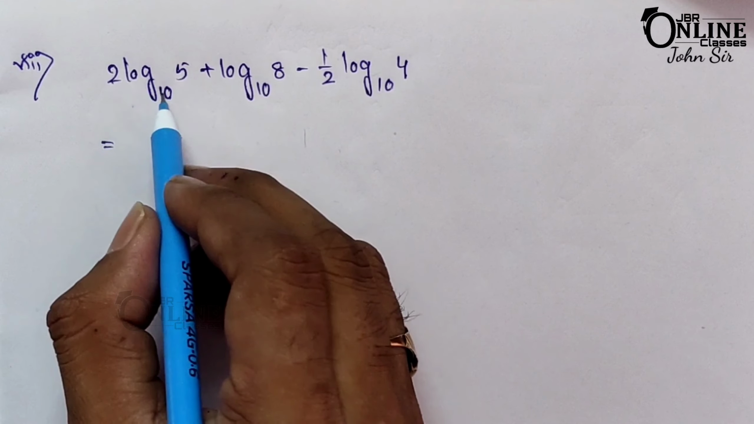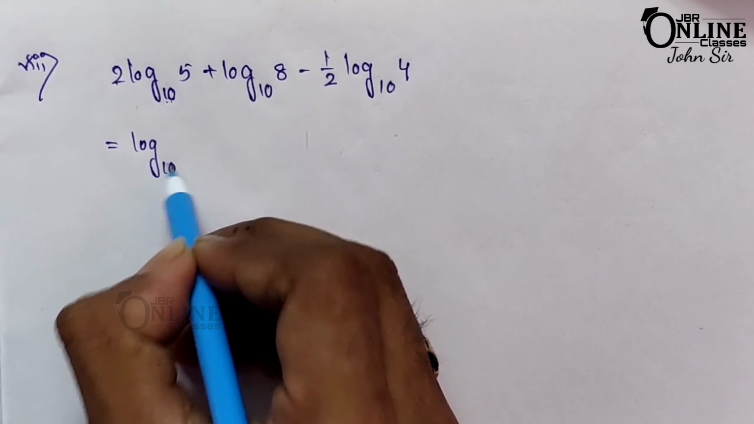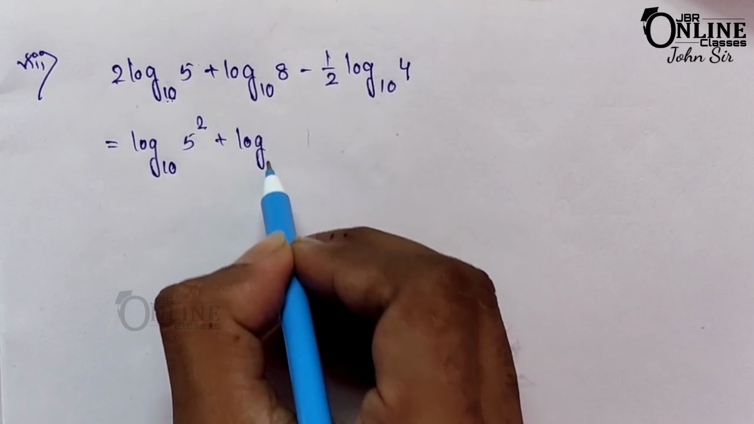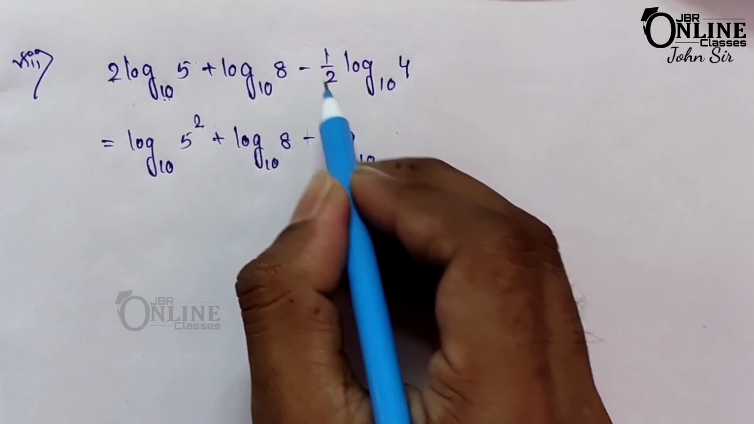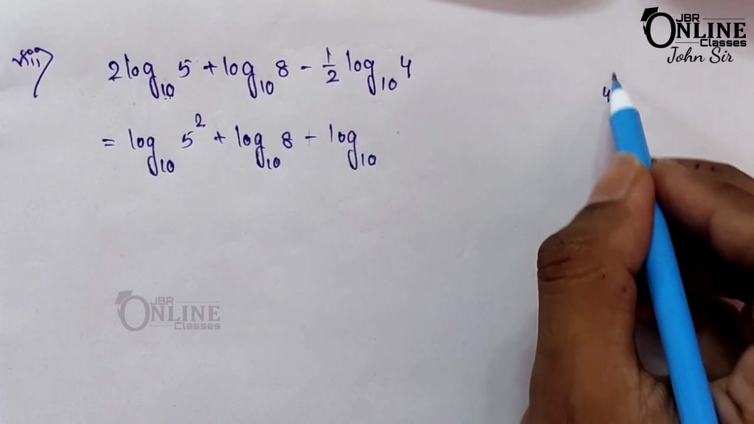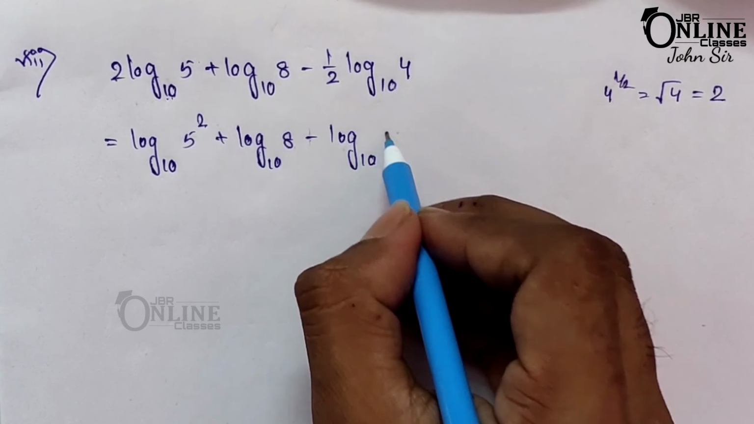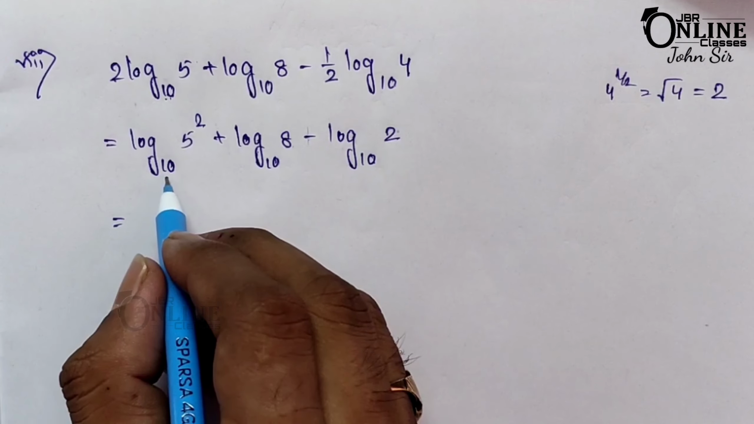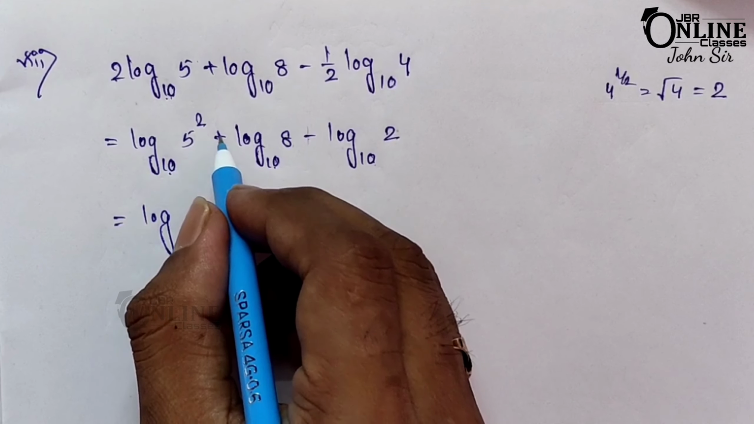So here 2 log 10 5. Now here 10 means base, so log base 10 and 2 will be here, so 5 square. Next one log base 10 of 8, and after that log base 10 of, as here half means 4 to the power half. Now 4 to the power half means root 4. Root 4 equals 2. So you can write here log 2.